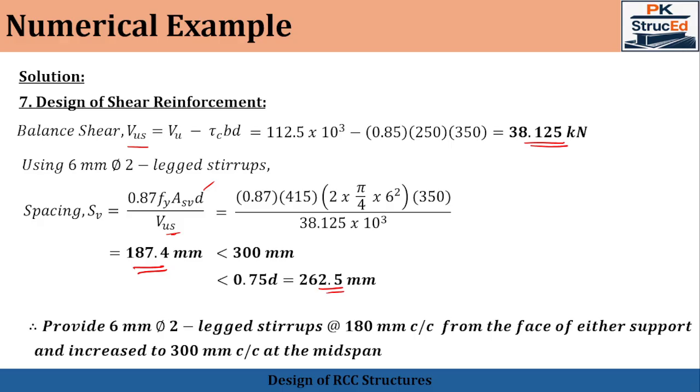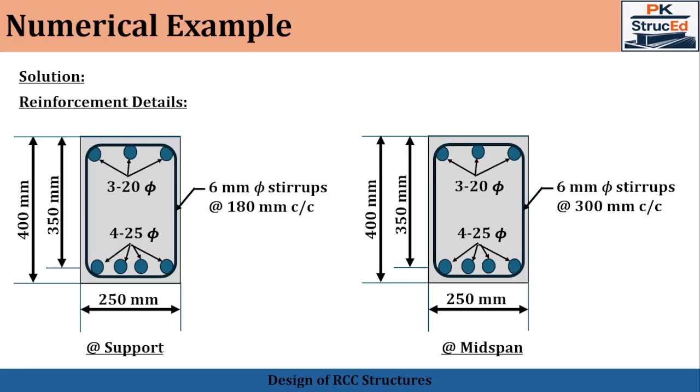Thereby the spacing between the stirrups can be increased at the midspan zone, whereas it can be provided based on the calculation at the supports. Now this is the reinforcement details. Since we are providing the stirrups at two different locations with different spacing, we need to provide these stirrups in two different ways: one at the support and the other at the midspan. Coming on to the support, we have calculated the stirrups as 6 mm dia at 180 mm centers, whereas at midspan we are increasing the spacing from 180 to 300. That's the variation between these two cases.